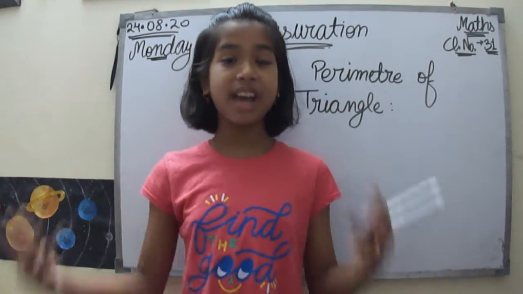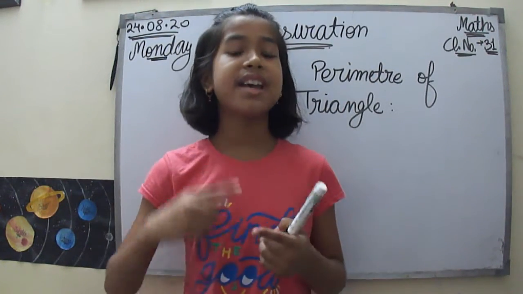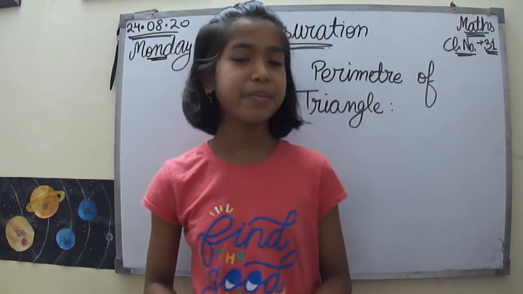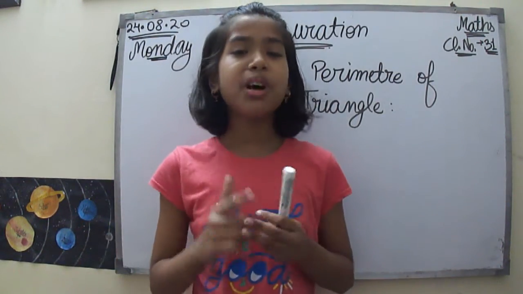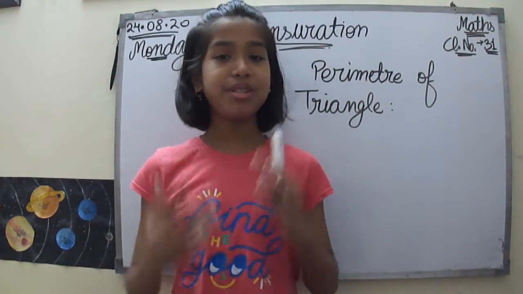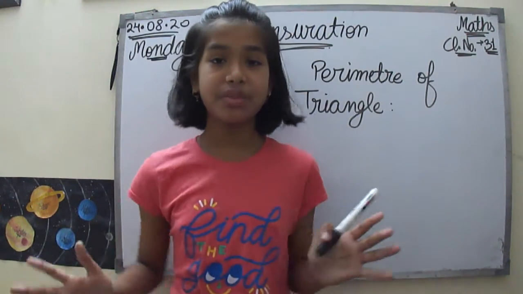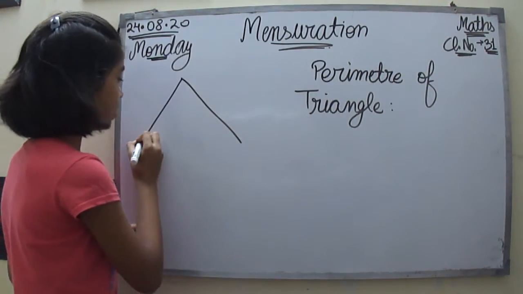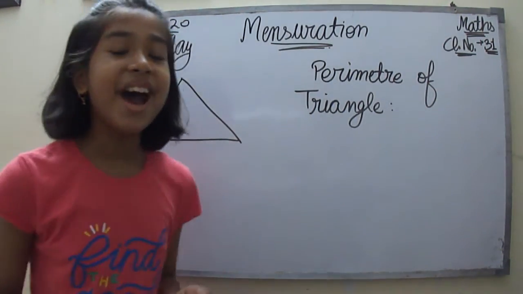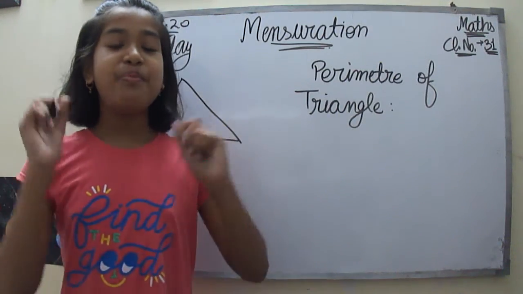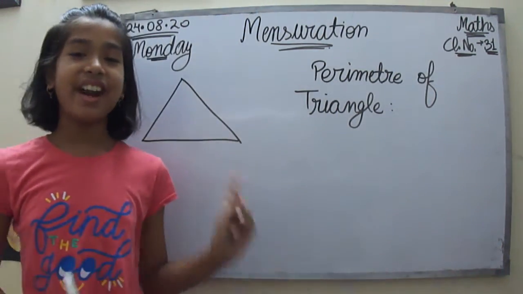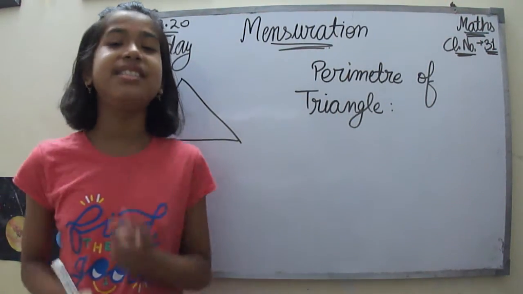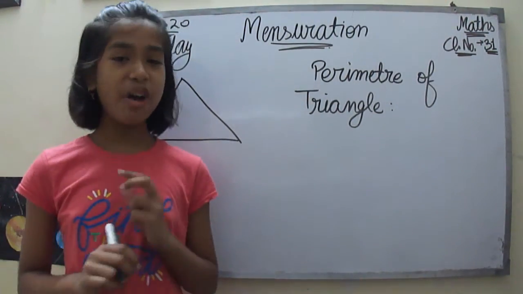There are 3 types of triangles. They are known as isosceles triangle, scalene triangle and equilateral triangle. Now let's talk about how to calculate the perimeter of each of these. So firstly, let's see the equilateral triangle. Calculating the perimeter of an equilateral triangle is very simple, the easiest. Let's see how it is.